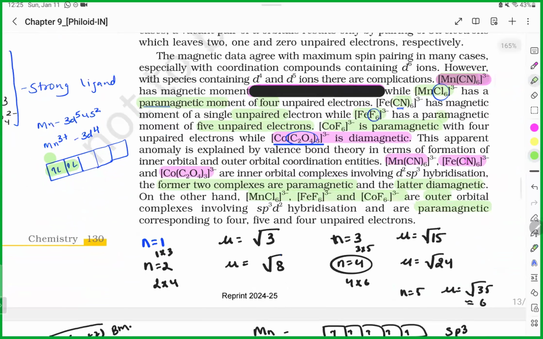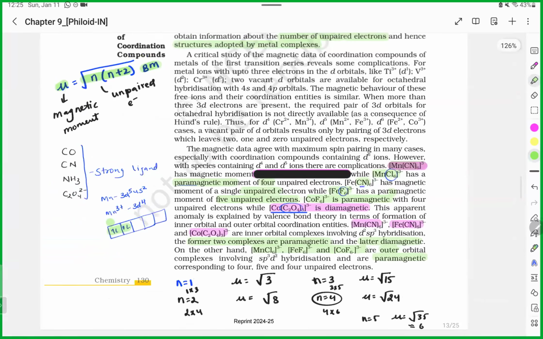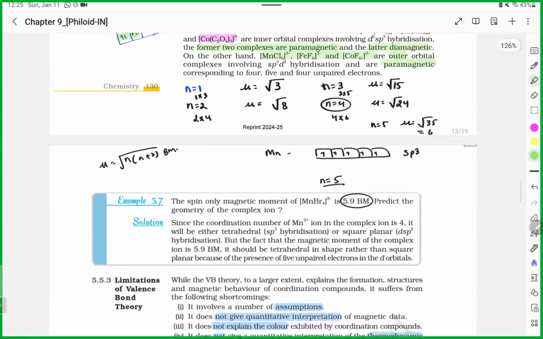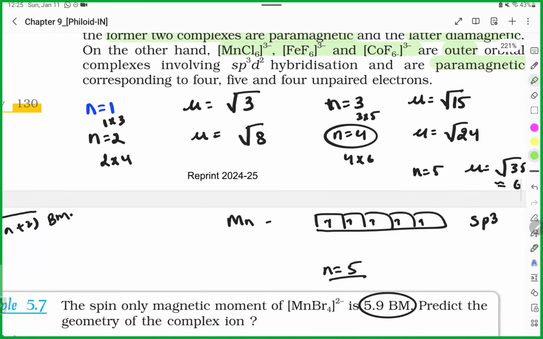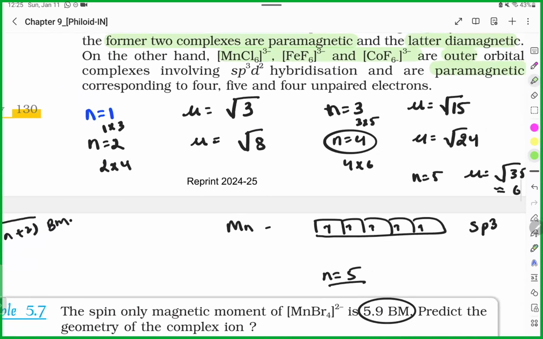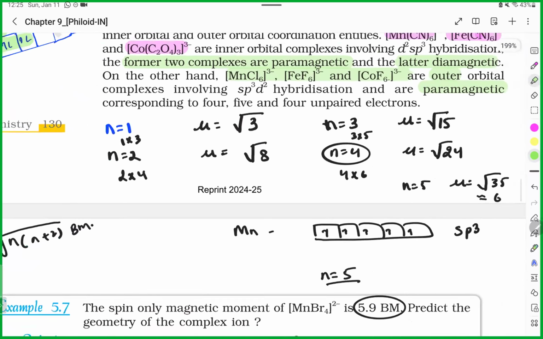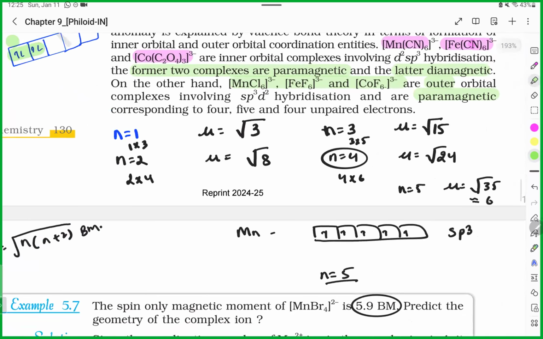And this topic is done. I will not show the answer. All of you solve this question because I taught everything already. Spin only formula, and send it in the group.